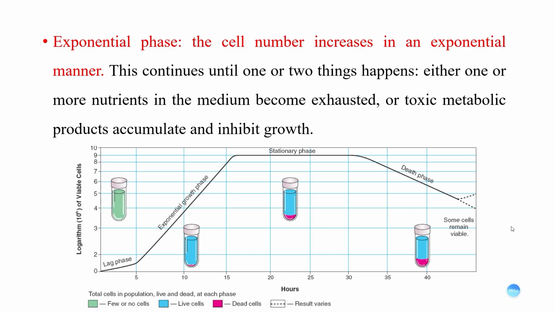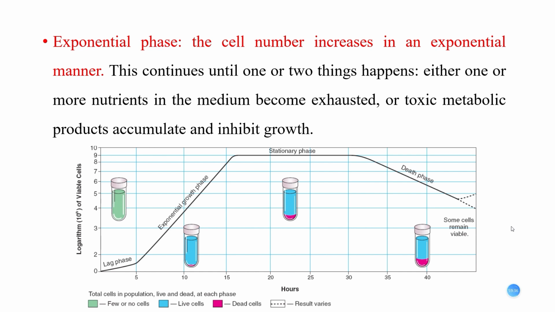The log phase, okay, the second part, that's the cell number increases in an exponential way. Or you can calculate the slope of this part. And this continues until something happens. Either one or more nutrients get limited, get exhausted, okay? When the cell grows, it utilizes the material. When the nutrients get exhausted, well, it stops increasing.